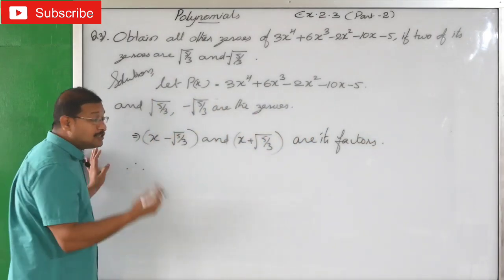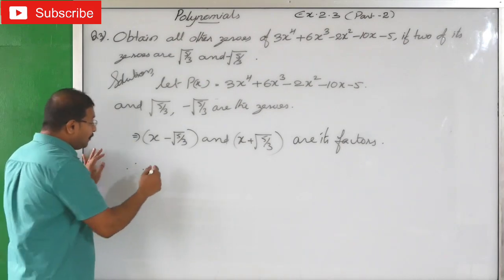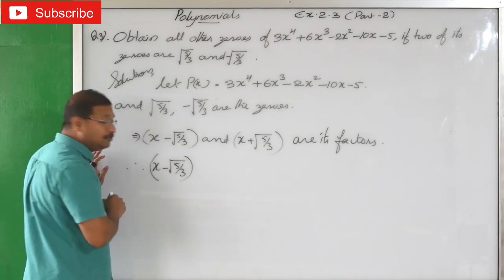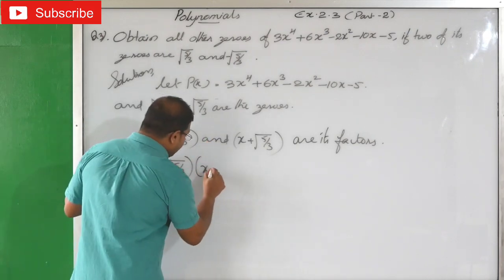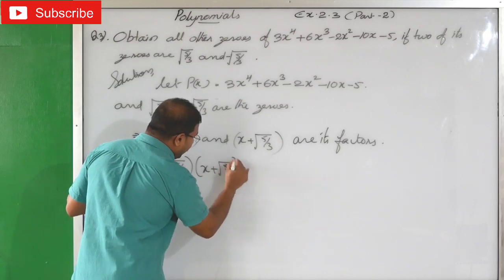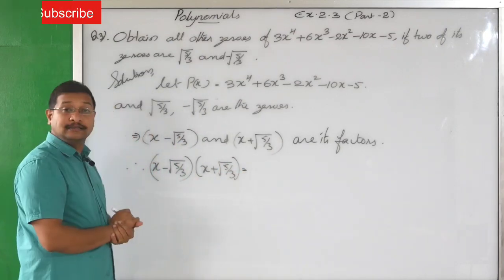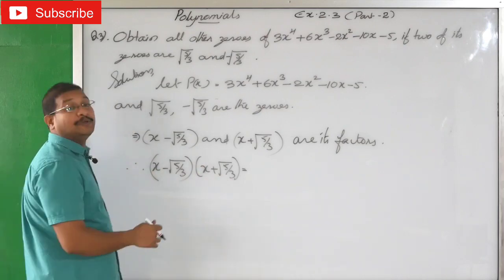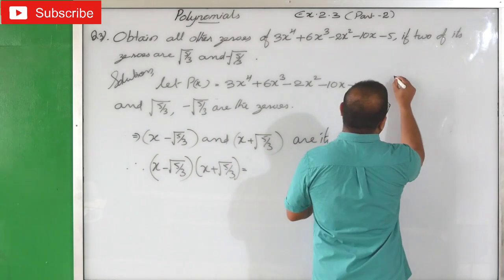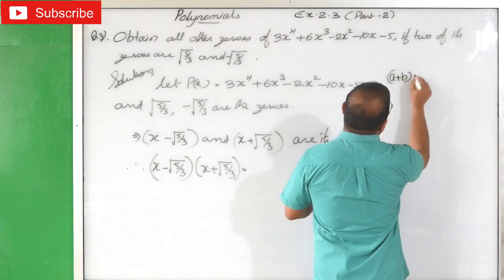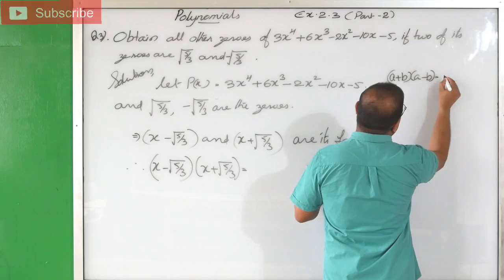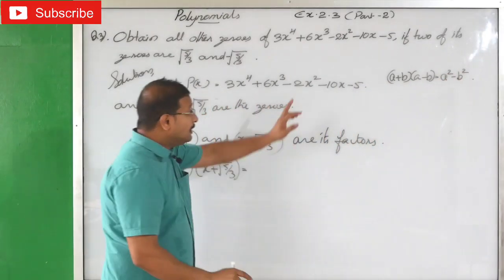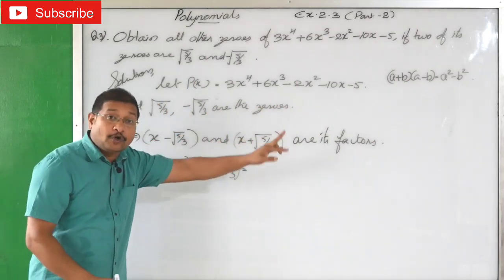Therefore, this multiplication should be a factor for the given polynomial. Therefore, x minus root 5 by 3 into x plus root 5 by 3 equals, let's multiply this. See, a plus b into a minus b. What is the equation? A plus b into a minus b equals a square minus b square. Ready?